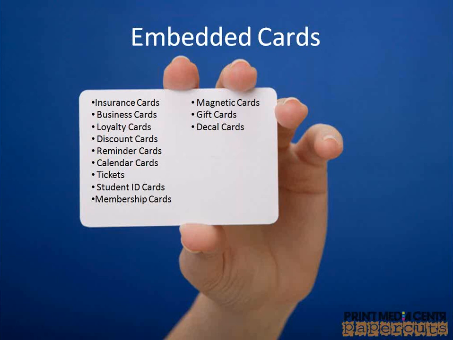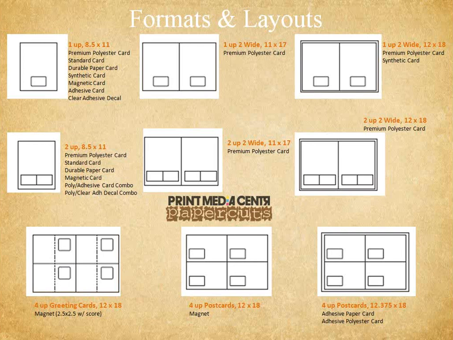Cards is another part of the business that is really going crazy. There are lots and lots of choices, whether they're magnetic cards or gift cards, decal cards, paper cards. There are lots of options, and it's not just loyalty cards. People are using them in very interesting ways. Lots of formats and layouts. You will hear terms now that are probably new to buyers and designers, whether it's 1 up, 2 wide, or 2 up, 2 wide. Lots of new terms for us to learn.